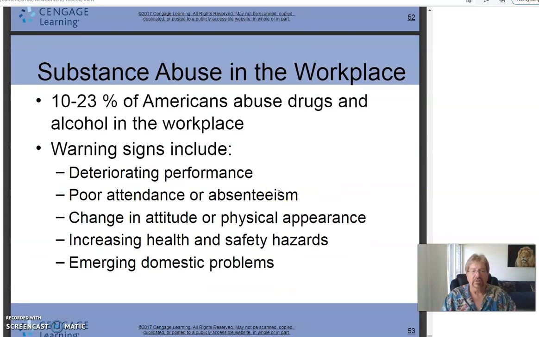We've got to hurry. Substance abuse in the workplace. 10 to 23% of Americans abuse drugs and alcohol in the workplace, which means they come to work high or drunk, or do it there. Warning signs: deteriorating performance, poor attendance or absenteeism, change in attitude or physical appearance, increased health and safety hazards, emerging domestic problems. I'm of the opinion, guys, that what a person does in their own time is their business, but they shouldn't drive or operate equipment, and they shouldn't be at work impaired.